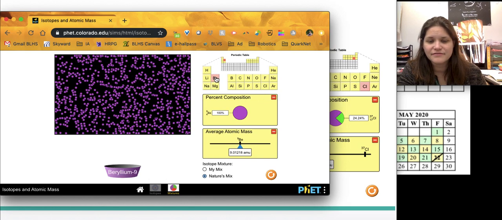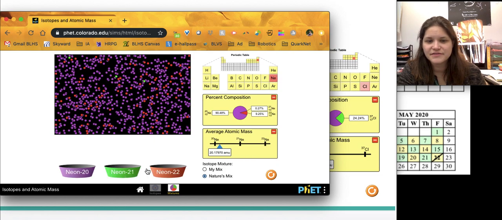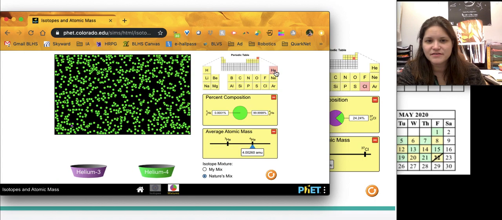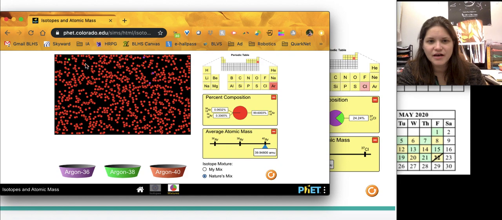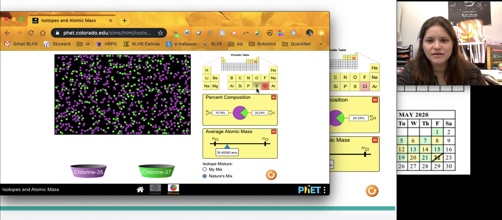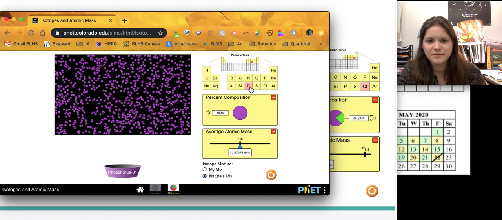And some of them have different amounts of mixture. Here's beryllium. Beryllium doesn't even have any isotopes. It's all just one thing. Neon has a couple of different mixes, a couple of different isotopes. Here's helium. There's the one helium-3, the rest of it's helium-4. Argon, there's a couple. There's one argon-38 and then a few 36s. So depending on what element it is, it might have more isotopes. It might not have any isotopes, like phosphorus has none.